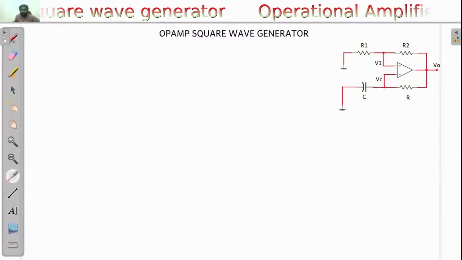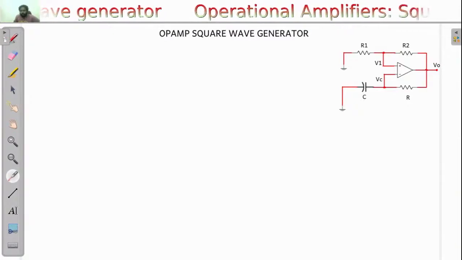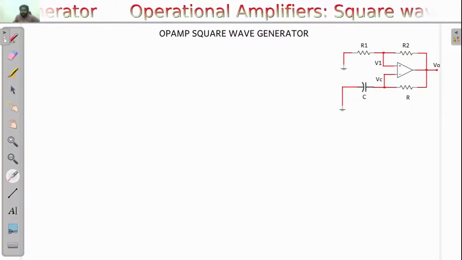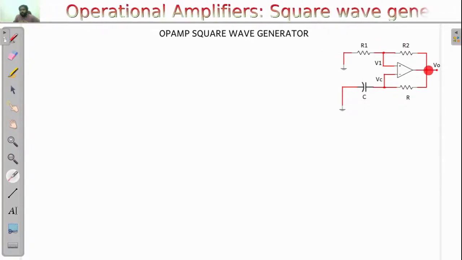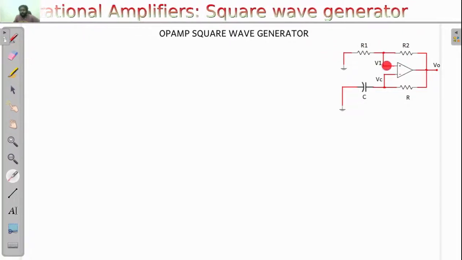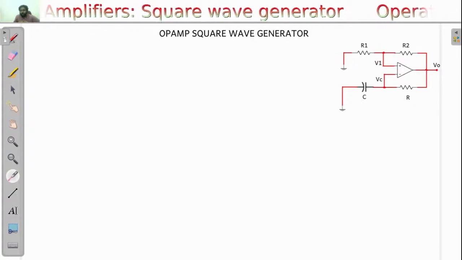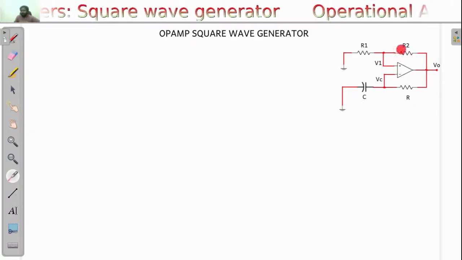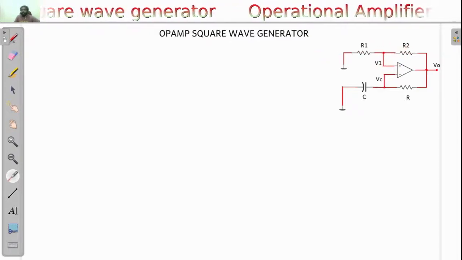This is our op-amp square wave generator circuit. I have to mention a little bit about the circuit before we go into the derivation. You can see that a feedback is provided from the output to the non-inverting terminal, and as a result this is a positive feedback case, because it's not provided to the inverting terminal, it is provided to the non-inverting terminal through resistor network R2 and R1.